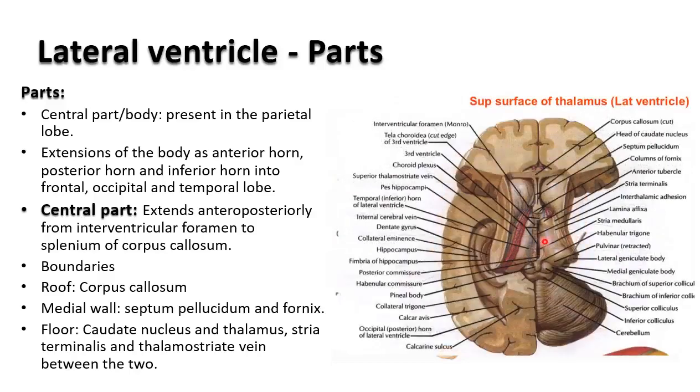Now you are able to see the floor of the central part, which consists of the caudate nucleus. The head of the caudate nucleus, as I told you, is medial, but gradually it becomes lateral, and what occupies the medial part is this mass of gray matter, your thalamus. What separates the caudate nucleus from the thalamus is the thalamostriate vein and stria terminalis. Here you are able to see a band of white matter called the stria terminalis.